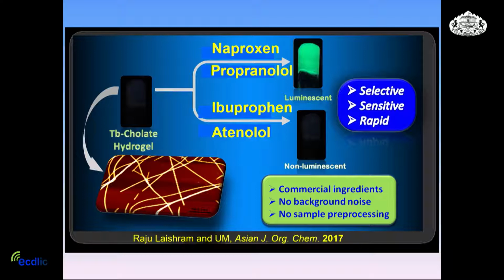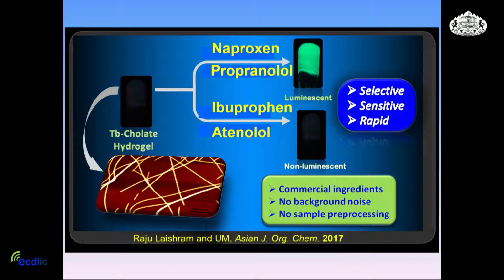But closely related drugs, ibuprofen, which is known as Brufen, one of the trade names, or atenolol, do not have naphthalene rings, they have only phenyl rings. They do not sensitize. And what we showed is that you can indeed detect these things in the blood, so no sample pre-processing is needed, no background noise. We can make the gels only from commercial ingredients, and this assay is selective, sensitive and rapid, and we can detect these two medicines in less than 1 part per billion concentration. Okay. So this is one thing, and this was published last year.